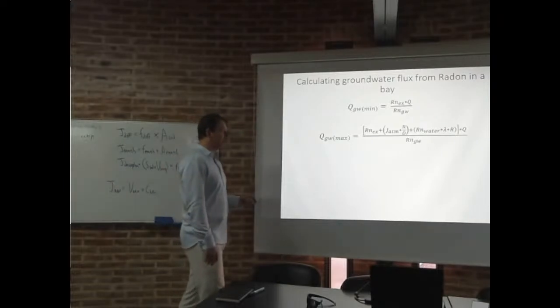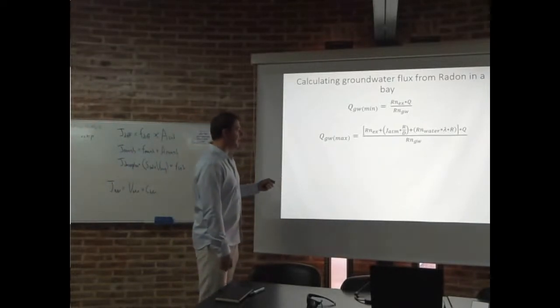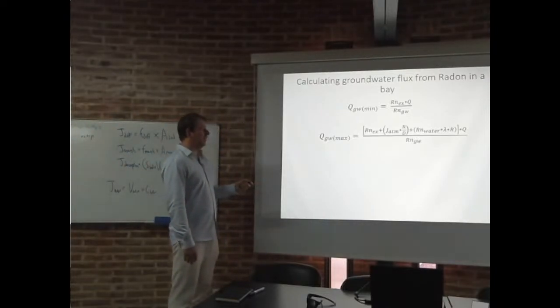But if we really want to evolve our understanding of radon, we need to take into account some other things. So this is, once again, your maximum groundwater discharge. Now we're taking into account your radon excess plus the loss to the atmosphere plus the loss to decay, times the amount that's going through the inlet, over your groundwater end member.